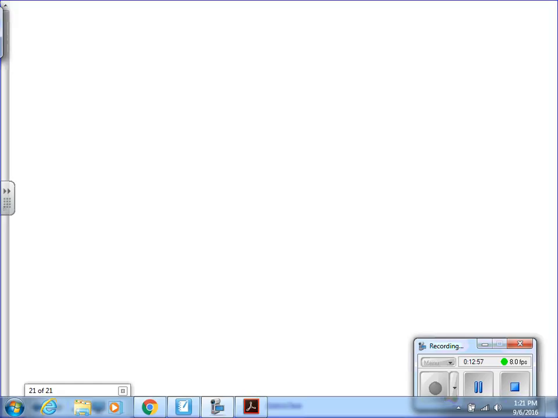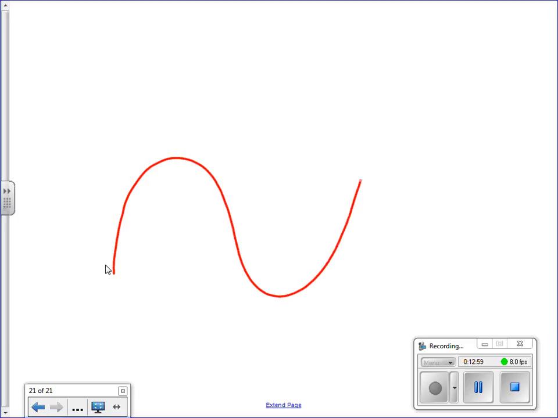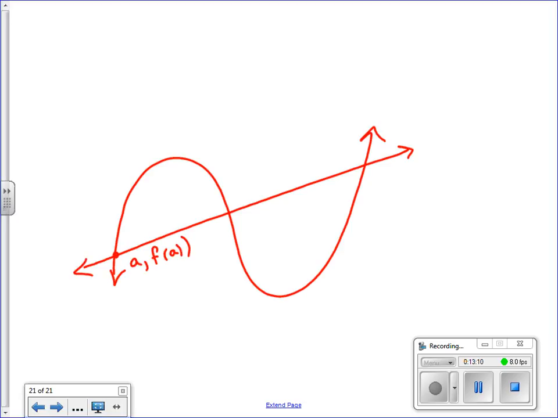Let's say you've got a graph, some crazy graph, right? And this would be A and f of A, and this would be B and f of B. So you would find the slope of the secant, and that would give you your average rate of change. It's just the change in the function over the change in x. But we've done that already, so that shouldn't be anything new.